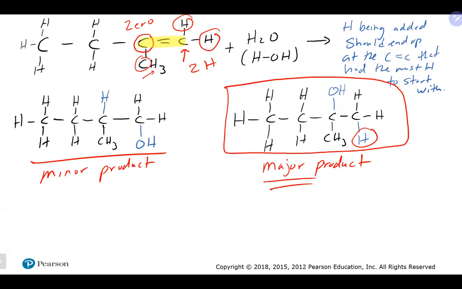So whenever you have these unsymmetrical additions, and it does make a difference, hydrogen should always end up on the original carbon that had the most hydrogens to start with. Any questions on that? Okay. So why don't we try some here? Let's just randomly draw some things.